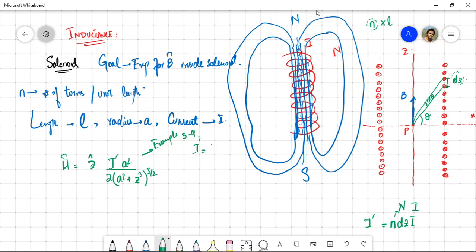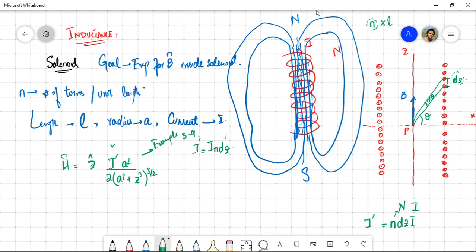So in this case, the expression of I hat will be I, n, and dz. dz is the total length that we are considering. Small n is the number of turns per unit length. We multiply these two and get the total number of turns, and then we multiply that with the current flowing through each turn, and we get the total amount of current for this thing. So we have the value of I hat here.